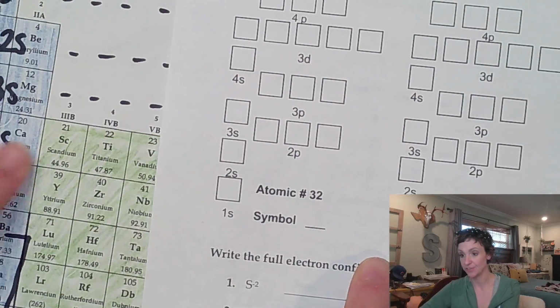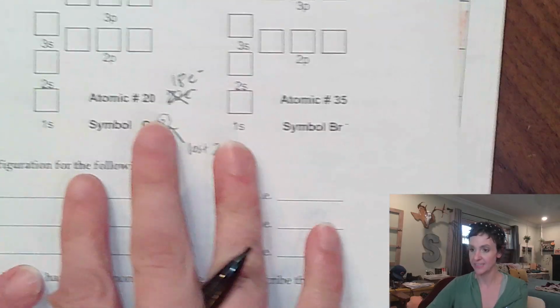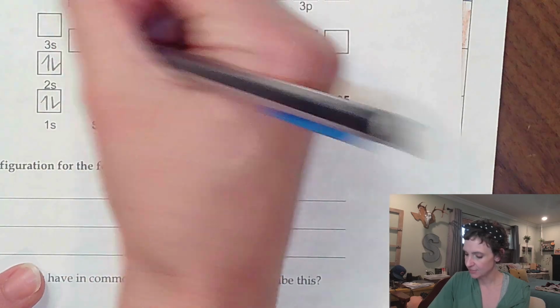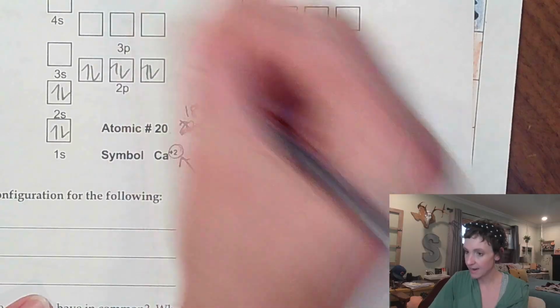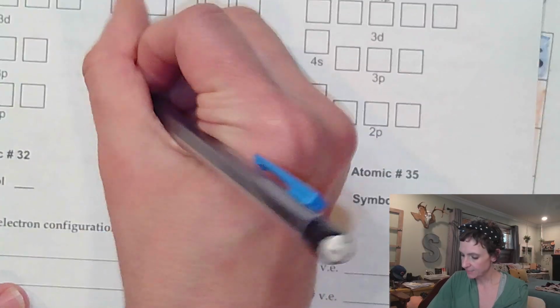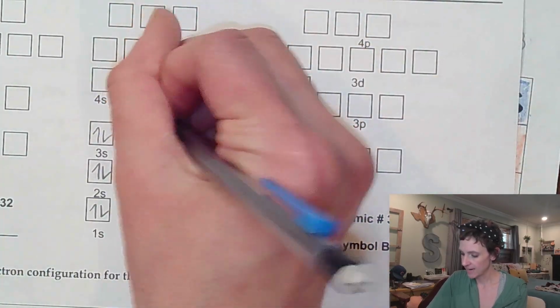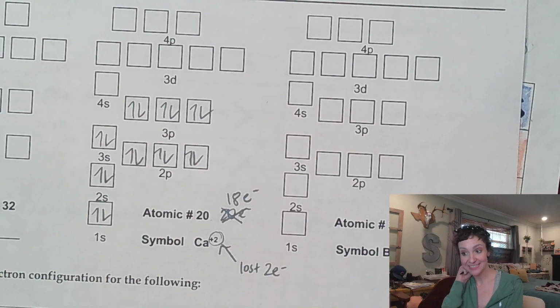Regardless, I've got to get eventually down to 4s. So once we get closer to 4s, we will start thinking about what we are going to do to accommodate this ion situation. So 1s, up, down, 2s, up, down, 2p, up, up, up, down, down, down, 3s, up, down, 3p, up, up, up, down, down, down. Okay, now we're getting closer to 4s.